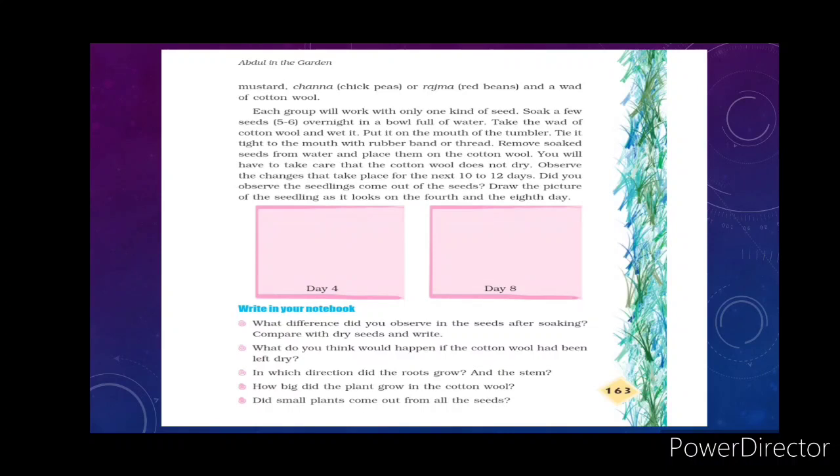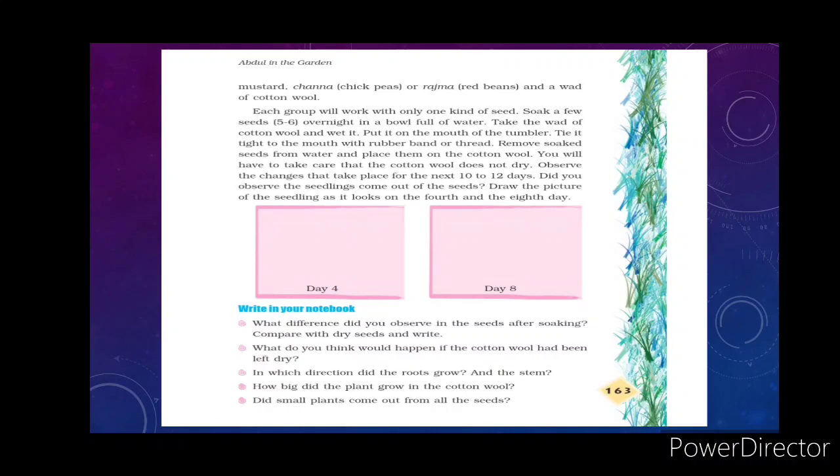Okay, some different kinds of seeds are required, as well as a big tumbler. Some transparent wide mouth bottle is required, and some cotton or wool. So you can do one experiment. What experiment can you do?